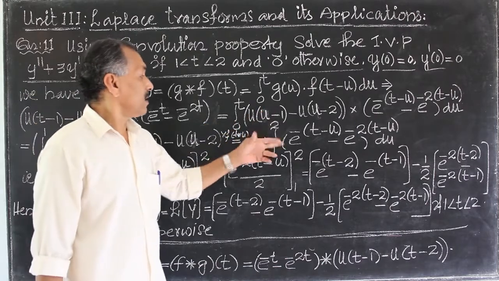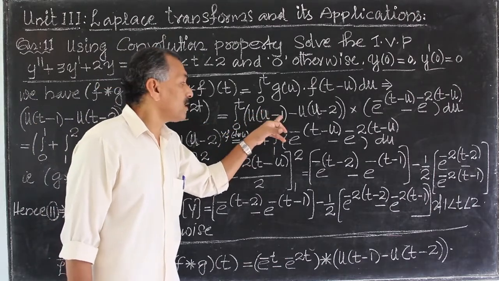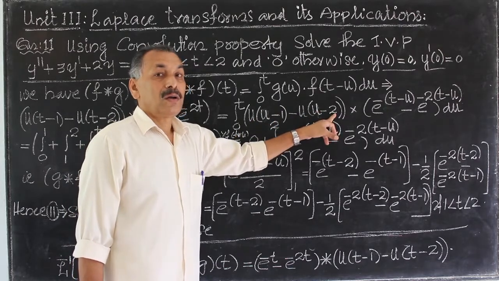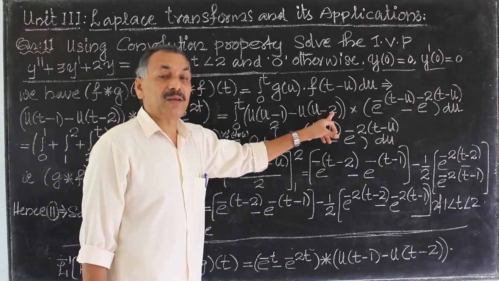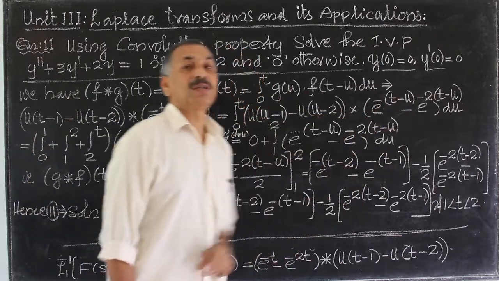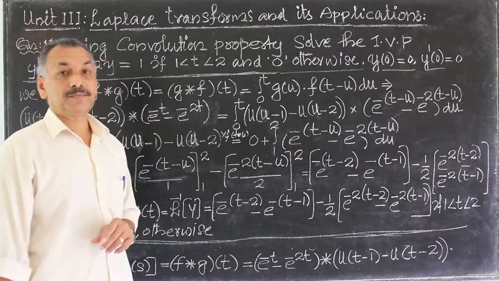If u is less than 1, what is the value of u(u-1)? If u is less than 1, u(u-1) equals 0. Since it is less than 1, and less than 2, the value is therefore 0. Then 0 times this integral value is equal to 0. Next, the integral from 1 to 2.